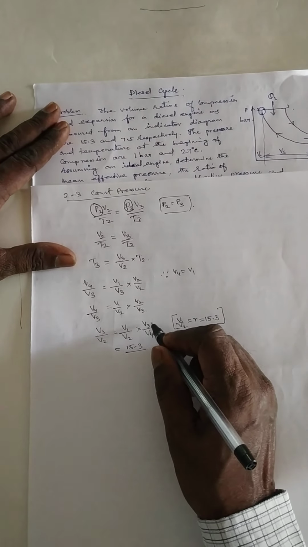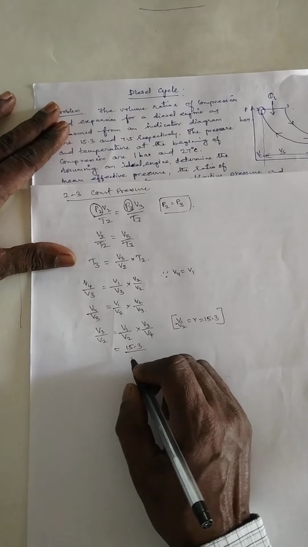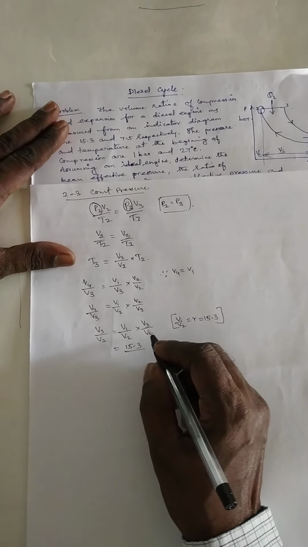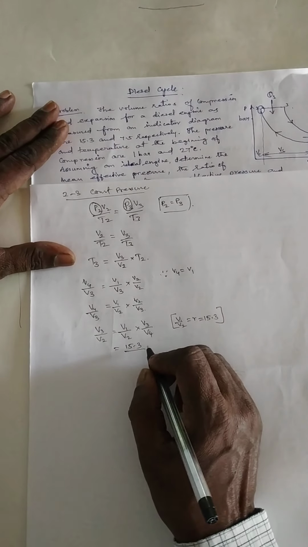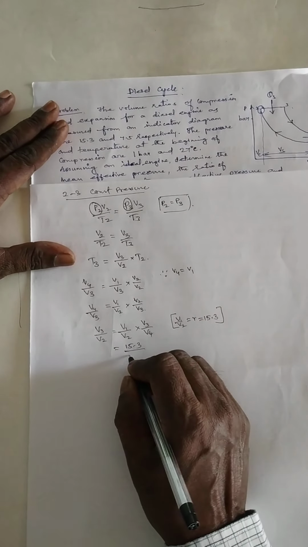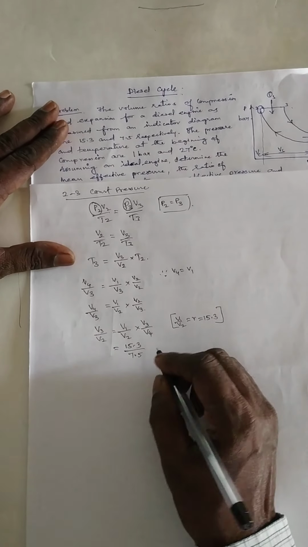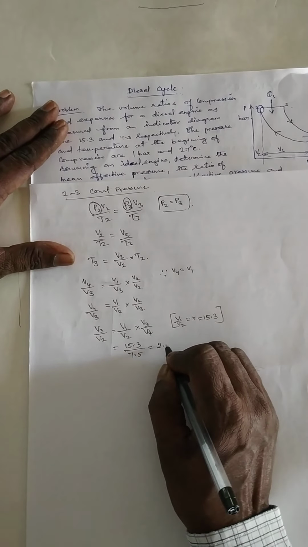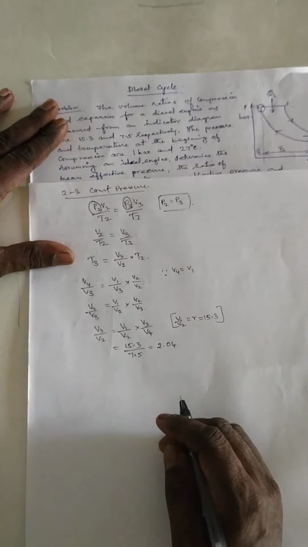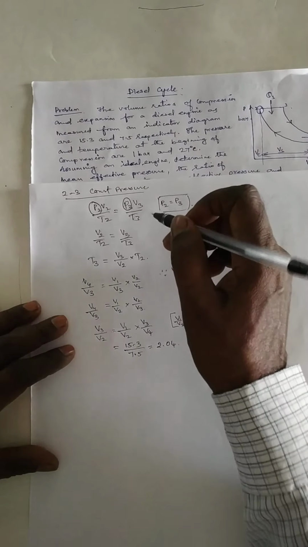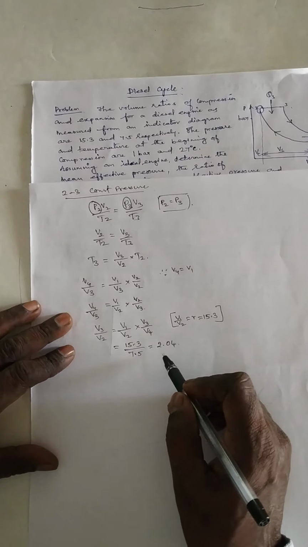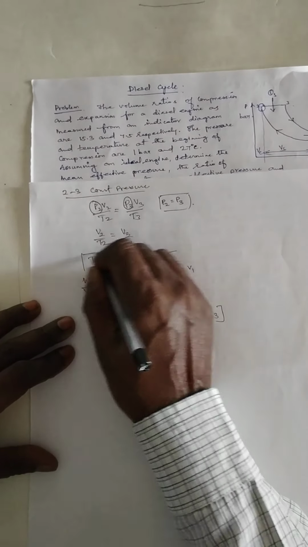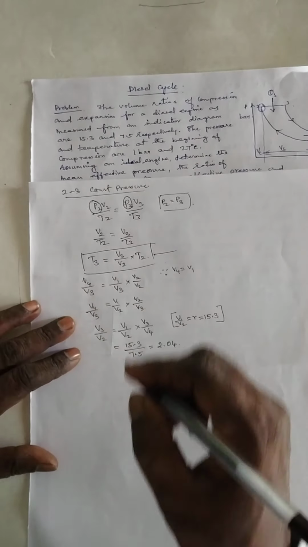Now it is V3 by V4 here. So we can write it as 1 by V3 by V4. So we will get the value as 7.3, which is given in the problem. If you calculate this, we will get 2.04. Now by substituting these values in this equation, we will be getting the T3.